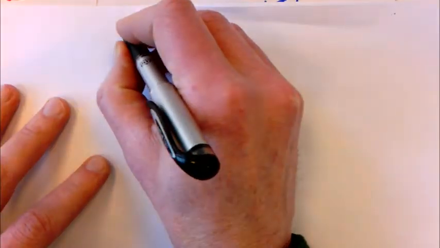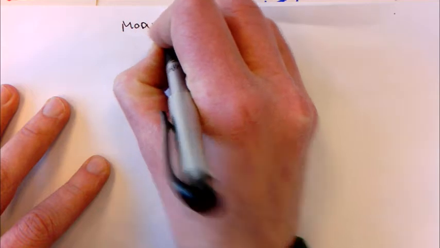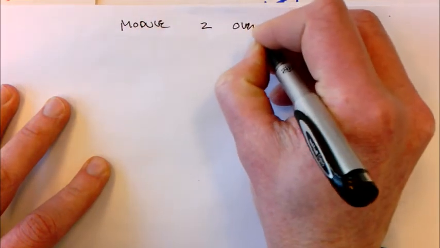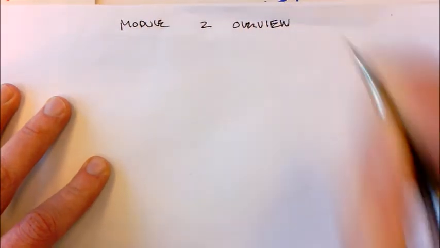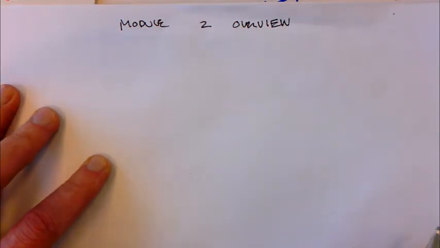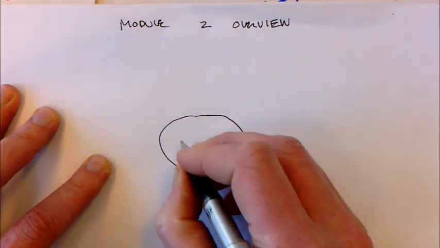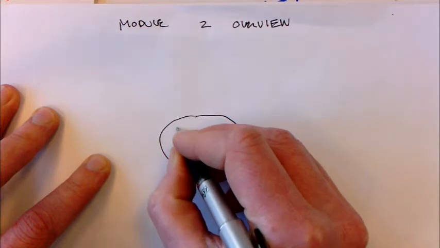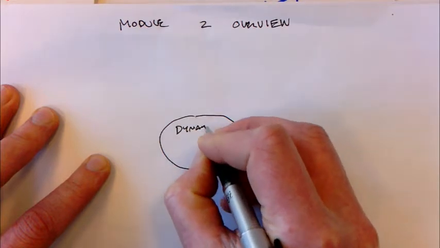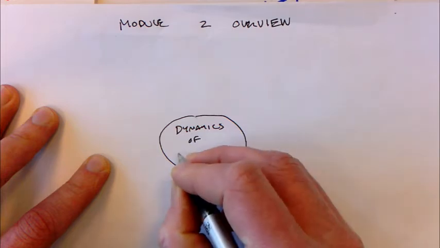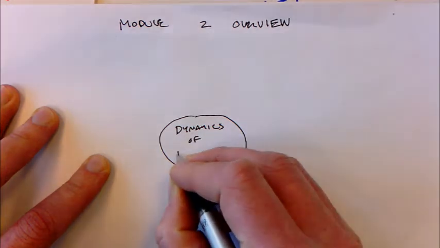So let's start by doing a Module 2 overview, just so you have a sort of general idea of where we're going in this module. And I'd really say there are actually three big things that this module is about, but at the center of this is the idea of what are the dynamics of things that we abstract to particles.